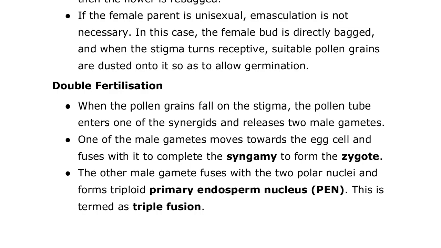Double fertilization is a phenomenon of all angiospermic plants. When the pollen grains fall on the stigma, the pollen tube enters one of the synergids and releases two male gametes. One of the male gametes moves towards the egg cell and fuses with it to complete the syngamy to form zygote. The other male gamete fuses with the two polar nuclei and forms triploid primary endosperm nucleus, PEN.